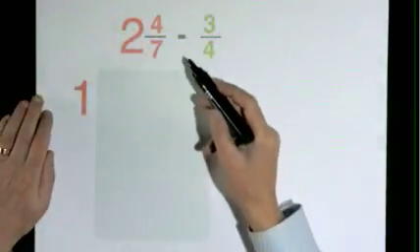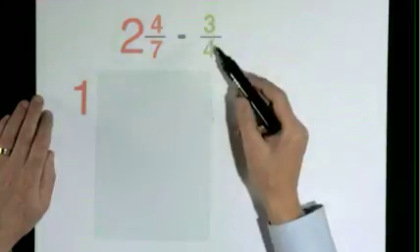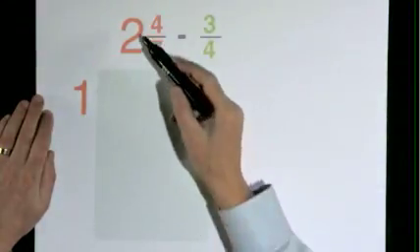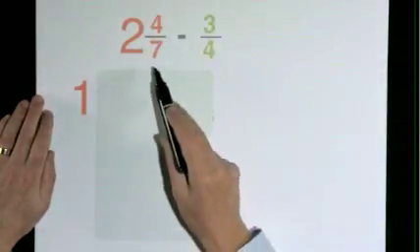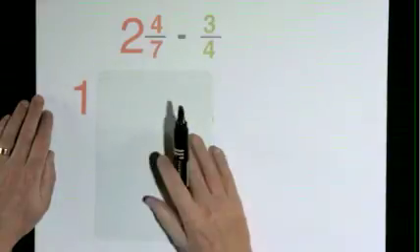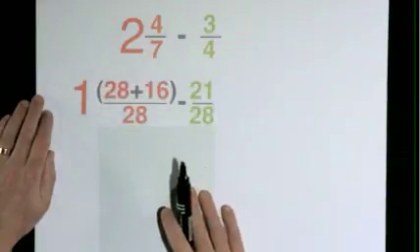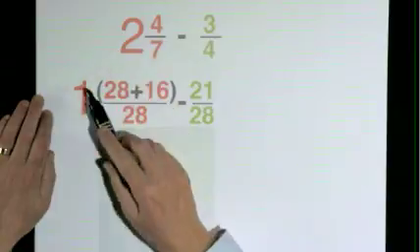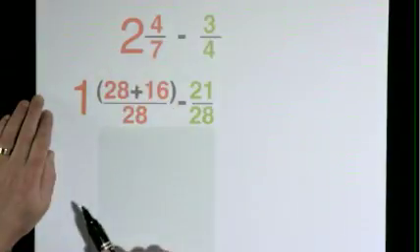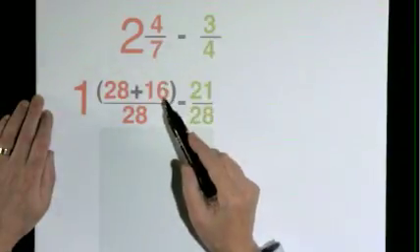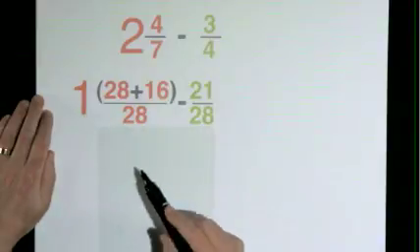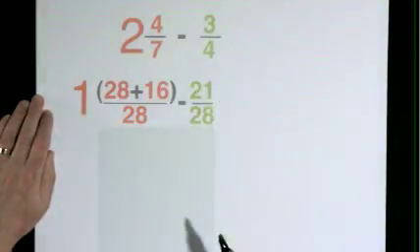2 4/7 subtract 3/4. 3/4 is bigger than 4/7, so we need to exchange from the whole number. Also, we're best to make our denominator 28. So this 2 now becomes a 1 with 28/28, and 4/7 is 16/28. 3/4 is 21/28.